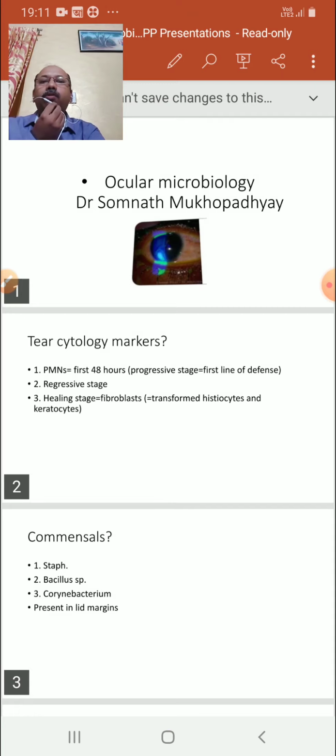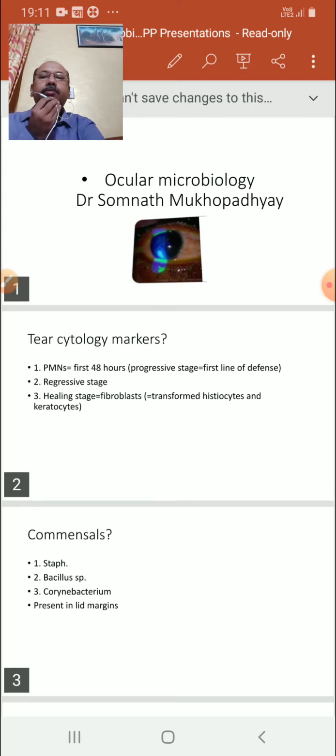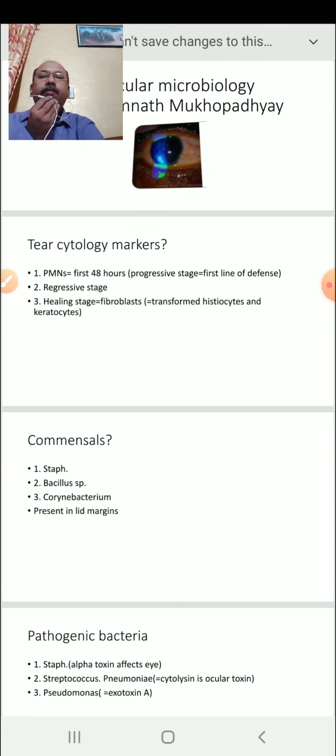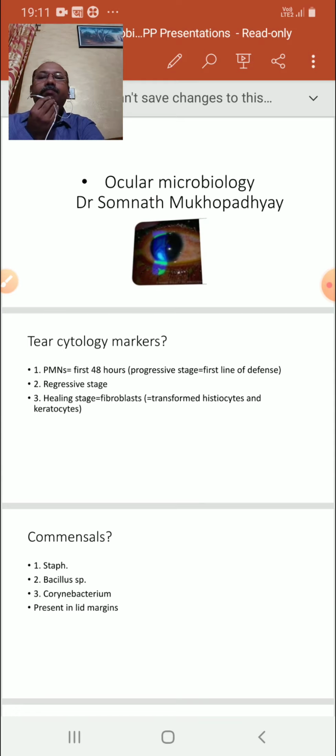Now, as you all know, on the external surface of the cornea there is a precorneal tear film, and there are some cytological markers which will help you to diagnose whether an ongoing inflammation on the ocular surface is in the stage of progression or regression or in the stage of complications.